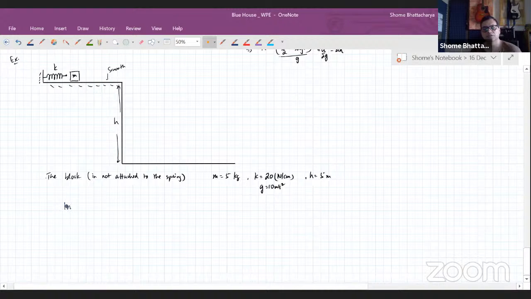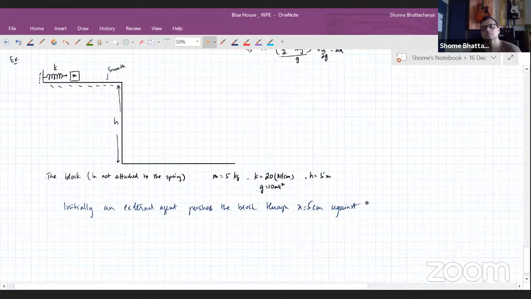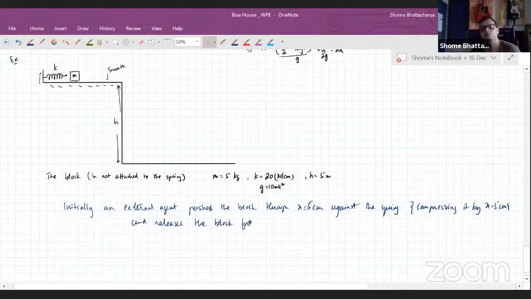Okay. Now initially an external agent pushes the block through x equal to 5 centimeter against the spring, that is compressing it through 5 centimeters, and releases the block from rest.